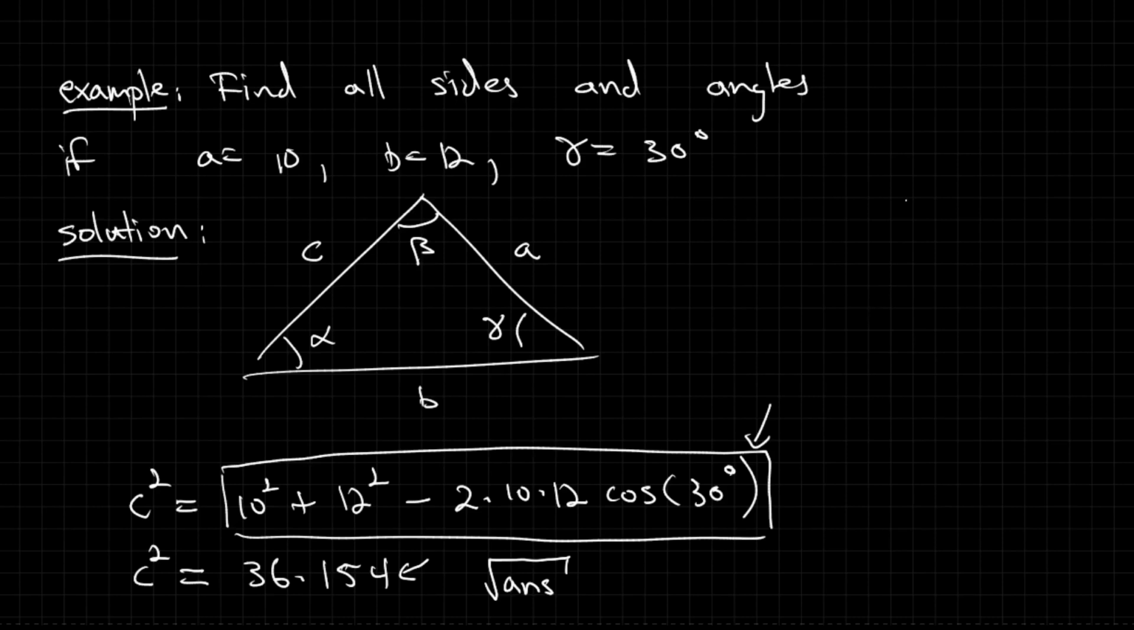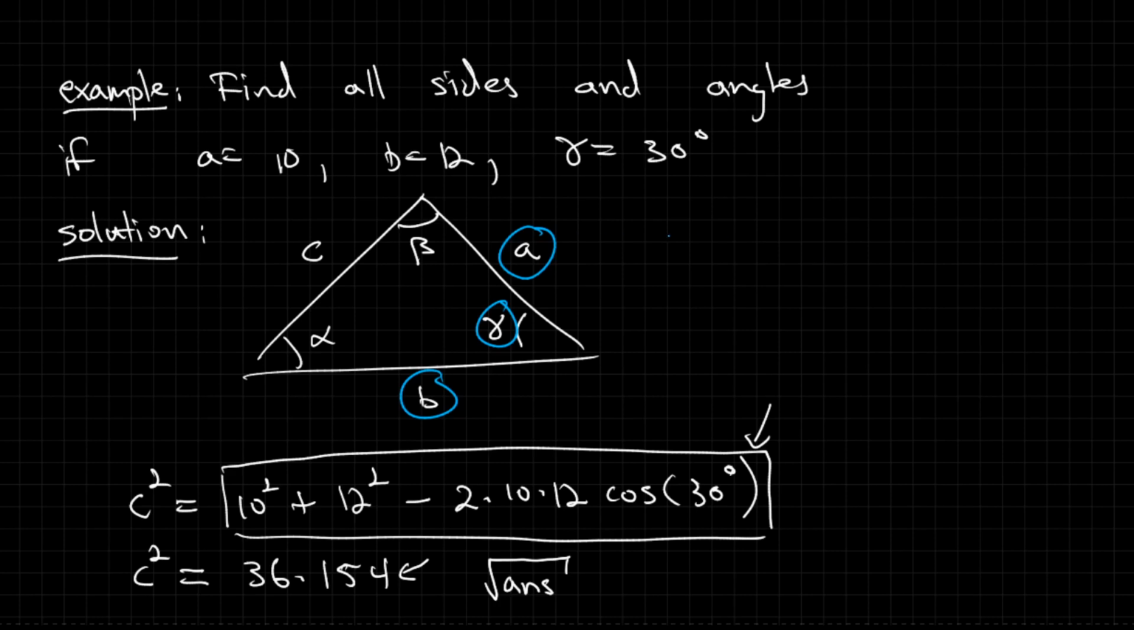Let's go back to that last problem we did, and let's take a look at the pieces of information that we knew. That is, we knew A, B, and gamma. And let's discuss in detail for which types of problems we'll be able to solve using the law of cosines.